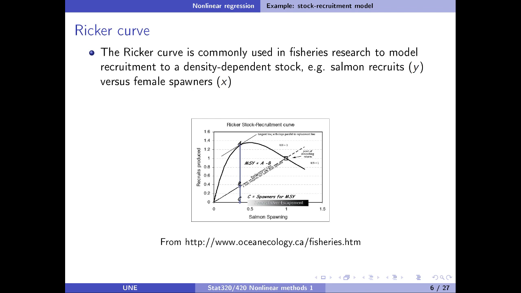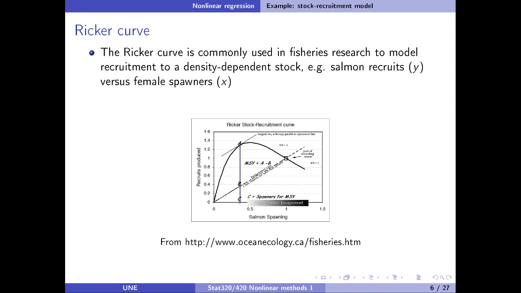So we'll start with an example. The Ricker curve is an interesting curve that's quite commonly used in fisheries research, and it models recruitment to some kind of density-dependent stock. For example, salmon recruits versus female spawners. Now, this model has a fundamental concept built in that as you have more spawners, if you're talking about salmon, at some point in time, you're not actually going to get more recruits. You'll actually get fewer recruits.